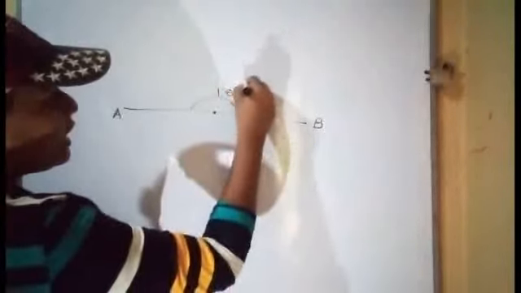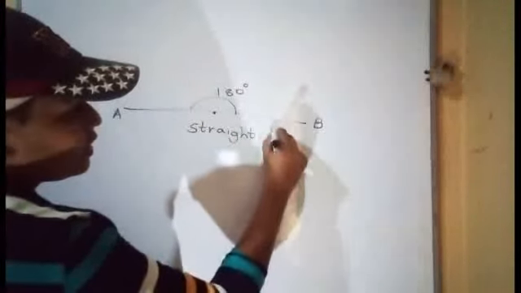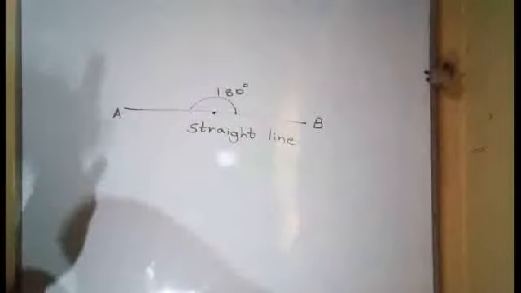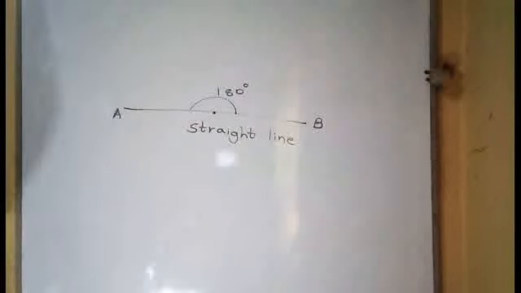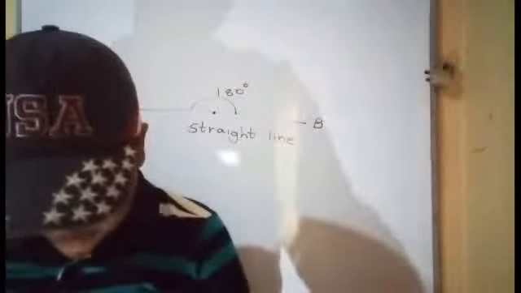Now let's move to grade 9, the main part: angles related to straight lines. We have a straight line like this with a point, and we call this line AB. You know this straight line is 180 degrees. In grade 9, we are going to learn the angles that are related to straight lines.